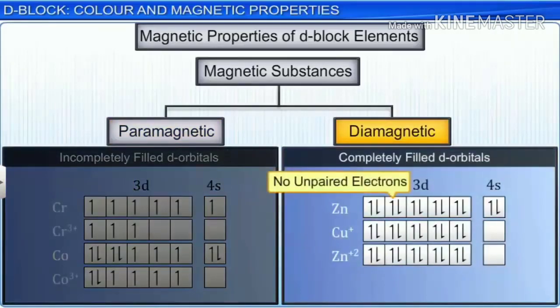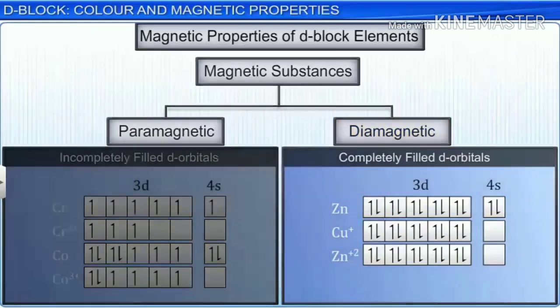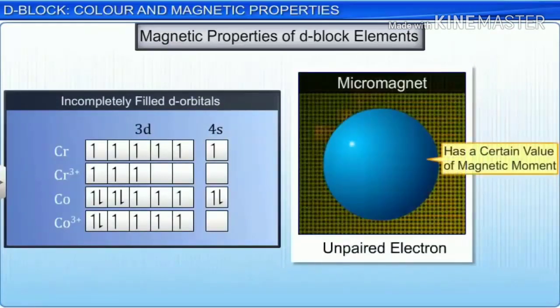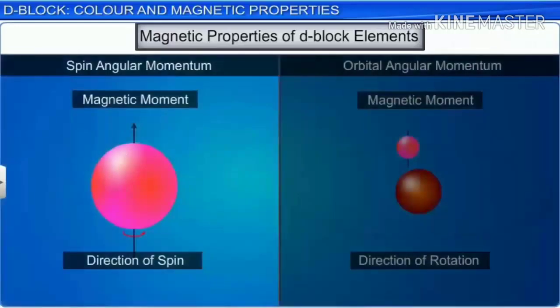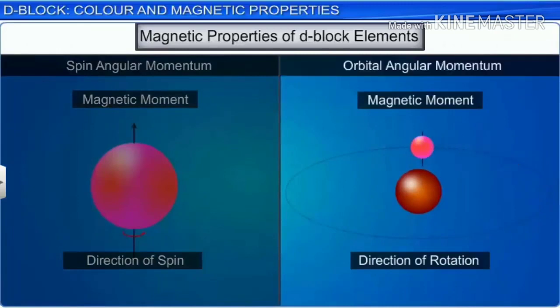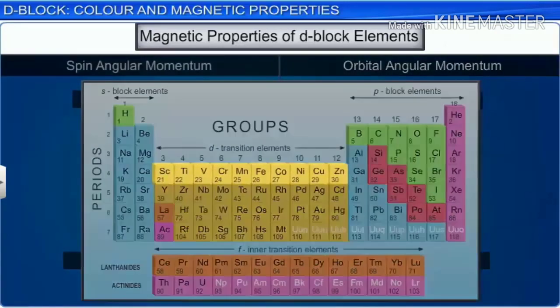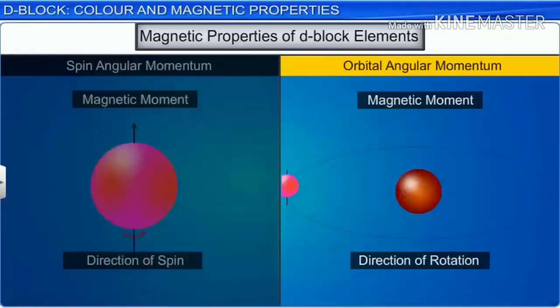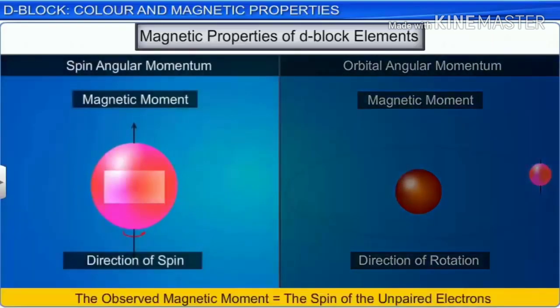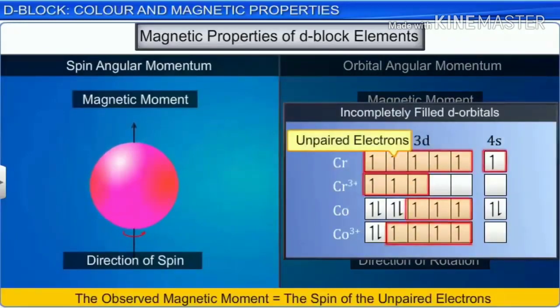Every unpaired electron is regarded as a micromagnet with a certain value of magnetic moment. The magnetic moment of the electron is due to spin angular momentum. However, for 3d series of elements, the orbital angular momentum of the electrons is small, and hence its contribution in these elements can be ignored. Therefore, the magnetic moment for these elements is determined by the spin-only formula, mu equals square root of n times n plus 2.